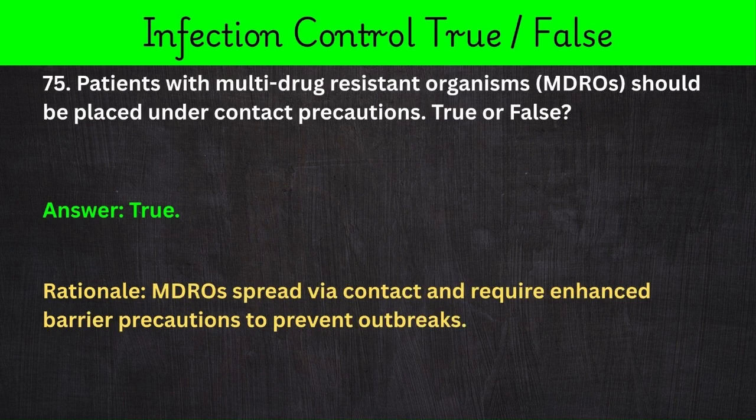75. Patients with multi-drug-resistant organisms, MDROs, should be placed under contact precautions. True or false? Answer: true. Rationale: MDROs spread via contact and require enhanced barrier precautions to prevent outbreaks.